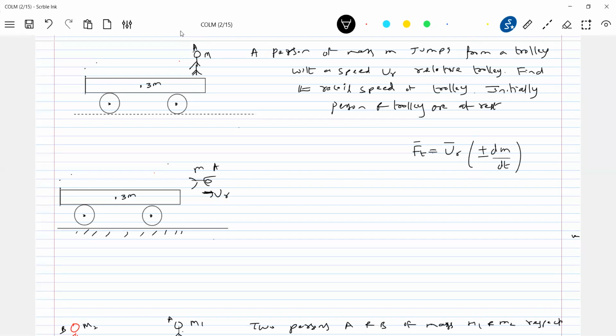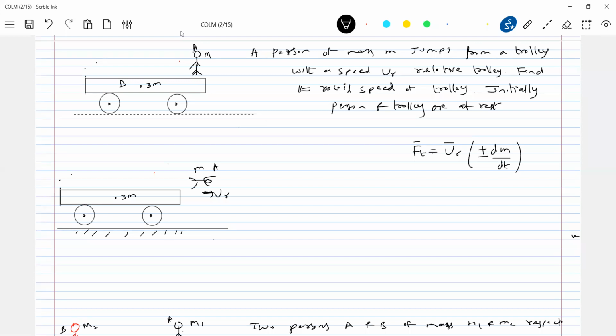Here, look at this. What is the mass of the system? M plus 3m initially. The trolley you can call system B. What is the initial mass of the system? M plus 3m, that is 4m. Now the trolley is the system, and some mass is ejected. If mass is ejected, the mass of the system decreases, so minus dm/dt. Look at the direction in which the person jumps, and the velocity of the person relative to the trolley.